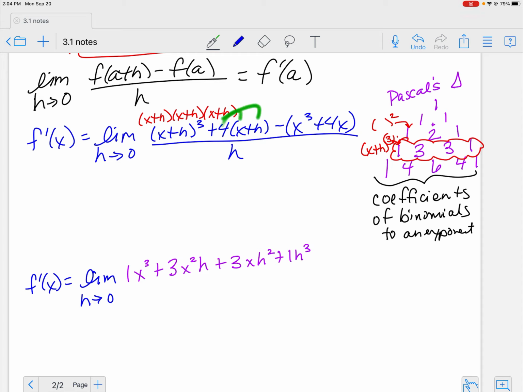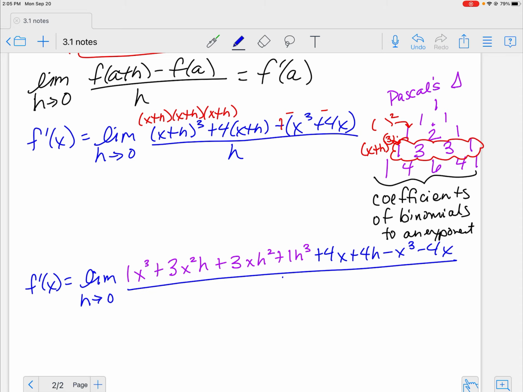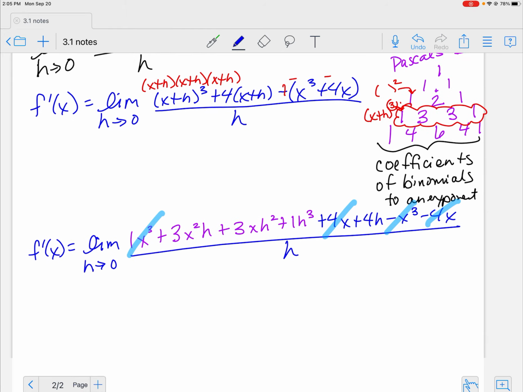I'm going to take this 4 and distribute it. So now I have plus 4x plus 4h. And I'm going to take this negative and distribute it. I'm left with a negative x cubed minus 4x, still all over h. And we keep algebra. Here's a positive x cubed and a negative x cubed. Here's a positive 4x and a negative 4x. You see this? It will always cancel out like this and make it super nice.